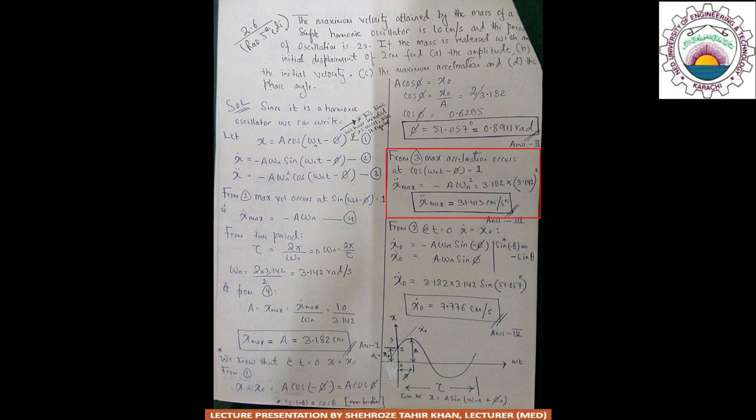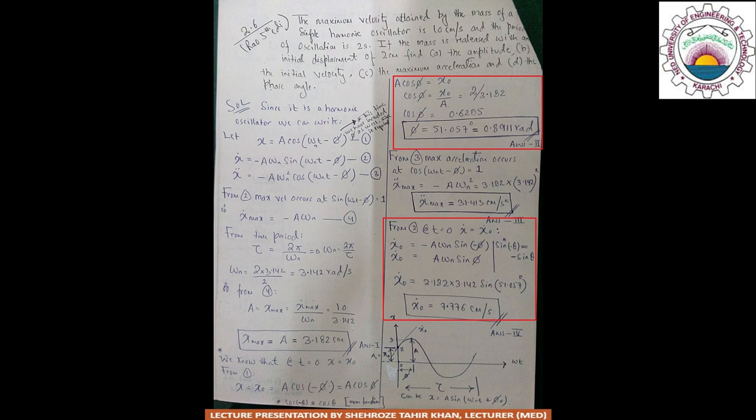So finally, the initial velocity can be calculated by applying the same procedure as we did in order to find out the phase angle. For this step, we simply use the function of velocity, which is from equation 2, and apply the initial conditions. Then after substituting the values in the equation, we get the initial velocity is equal to 7.76 centimeter per second. So that's the end of problem 2.6.